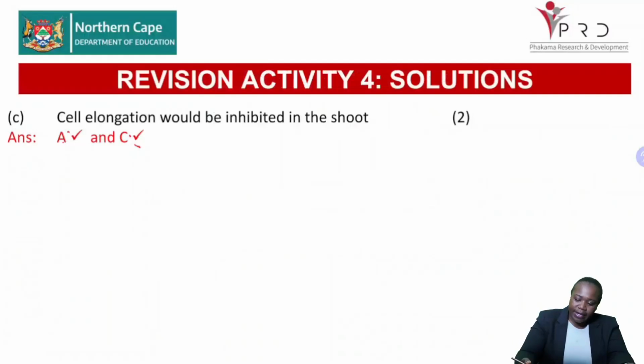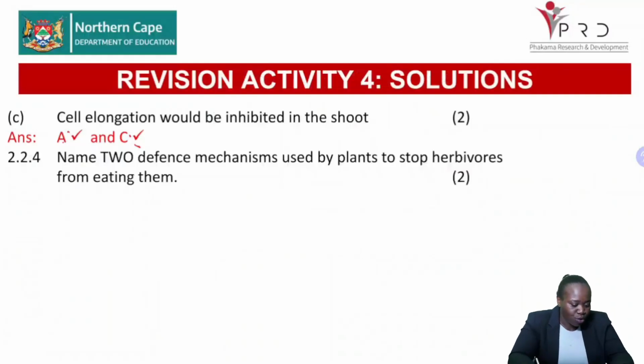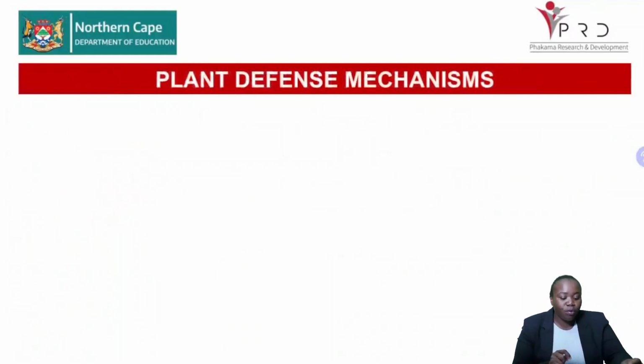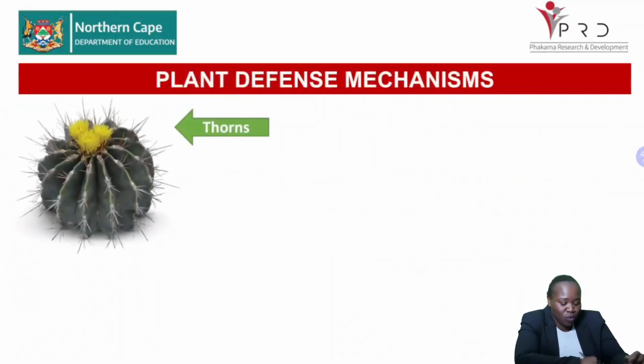Okay. Now let's move on to the next question. 224. Name two defense mechanisms used by plants to stop herbivores from eating them. It can be thorns or it can be chemicals, right? So they use both chemicals and thorns to protect themselves from herbivores. All right, let's look at those now.